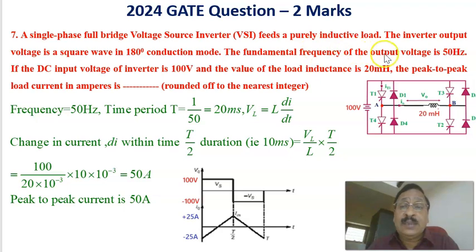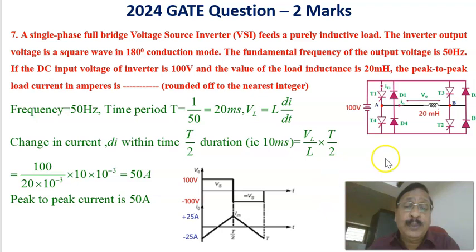The fundamental frequency of the output voltage is 50 Hz, which means this half is equal to 10 milliseconds, and the total period is 20 milliseconds. If the DC input voltage of the inverter is 100 volts, and the value of the load inductance is 20 millihenry, the peak to peak load current in ampere, rounded off to the nearest integer, is asked.